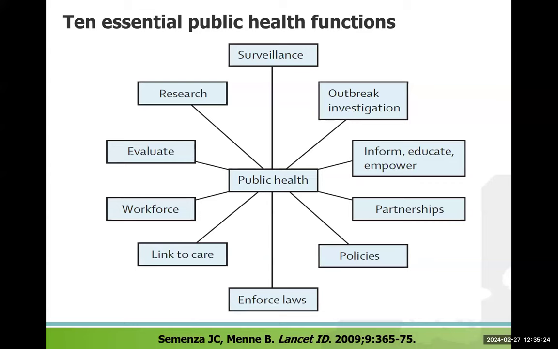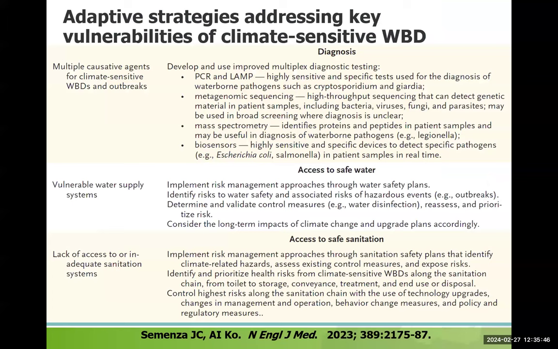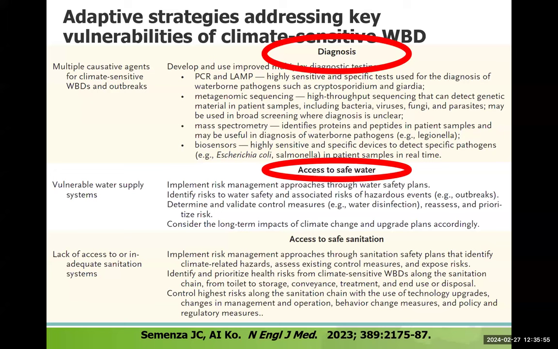On the next slide, I have the operational framework for WHO on how to build climate resilient health systems. You can see how we focus here on leadership and governance, a healthy workforce, financing, and all these different aspects that are required to build an operational framework for health systems. And then continuing on our table here, for diagnostics, obviously we need to improve diagnostics, but also access to safe water.